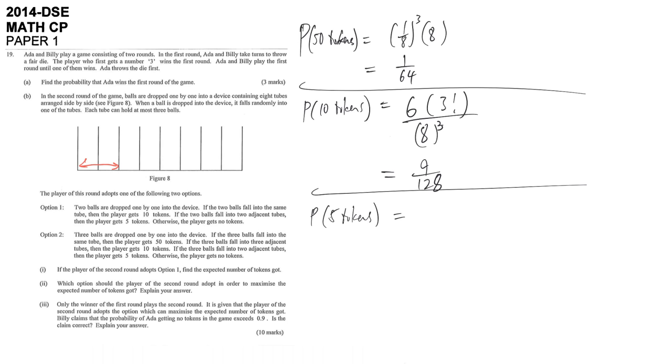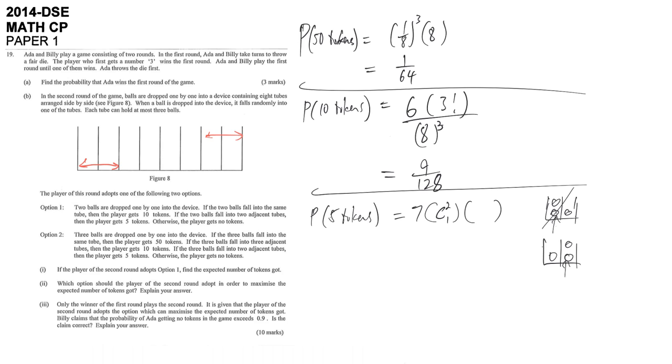The last one is the most complicated one, the 5 token case. Similarly, we use 2 tubes next to each other, so until the last one, we have 7 spaces that we can choose. After that, the situation is limited to 2 tubes together, maybe like this, or maybe like this. So we are going to determine which tube has 2 balls, and we have 2 choices, 2 tubes, right? So we choose 1 among 2, or you just times 2, the same.